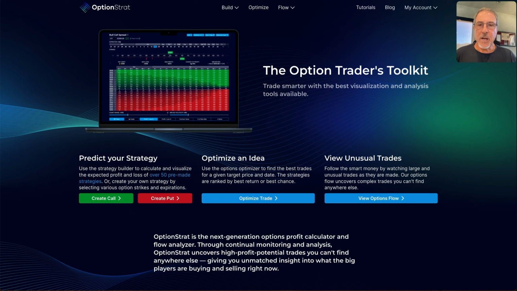Hello options traders, Steve Ganz here, and I want to share a conceptual trade with you. Again, all these trades are designed to be paper trades, things that we can learn from.